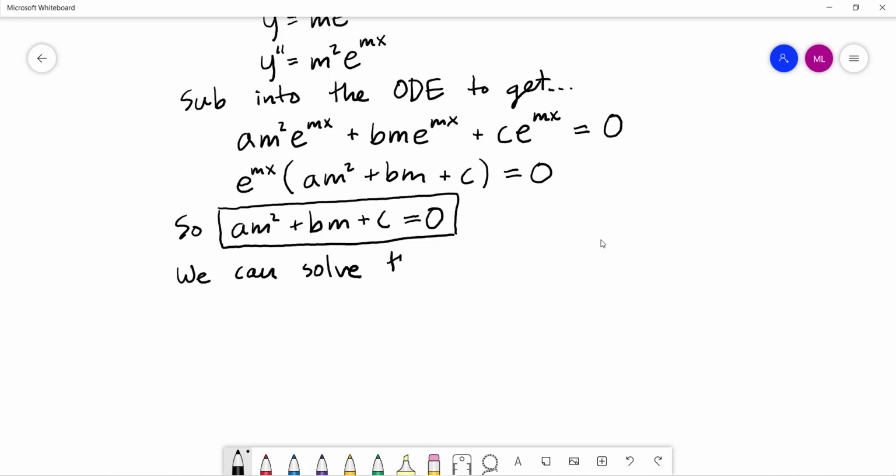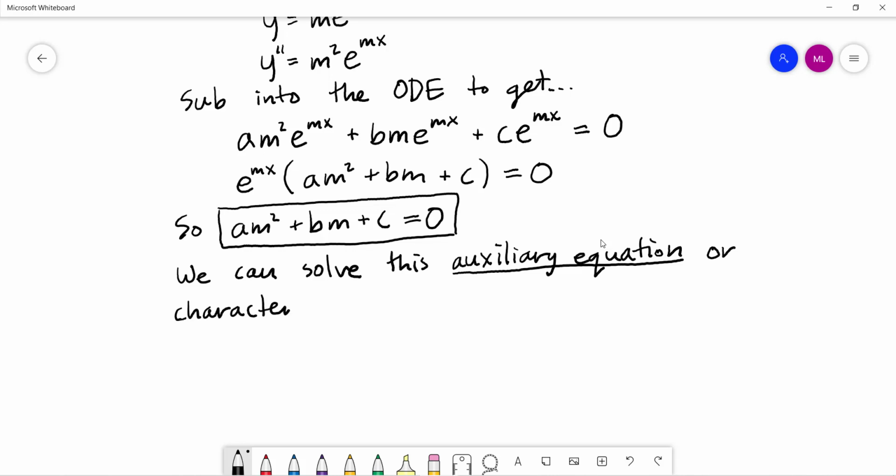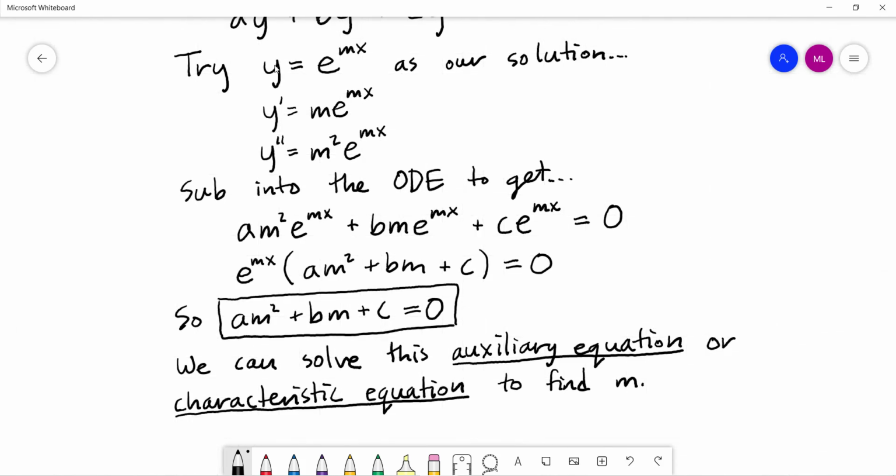I'm going to call it the characteristic equation. Some books call it something like an auxiliary equation. But again, the words I'm going to use are characteristic equation, just because that's how I first learned it. And we can use it to find the value of m. And once we have m, we know our solution. Our solution is just y equals e to the mx. Once we have the value of m, we have our solution.